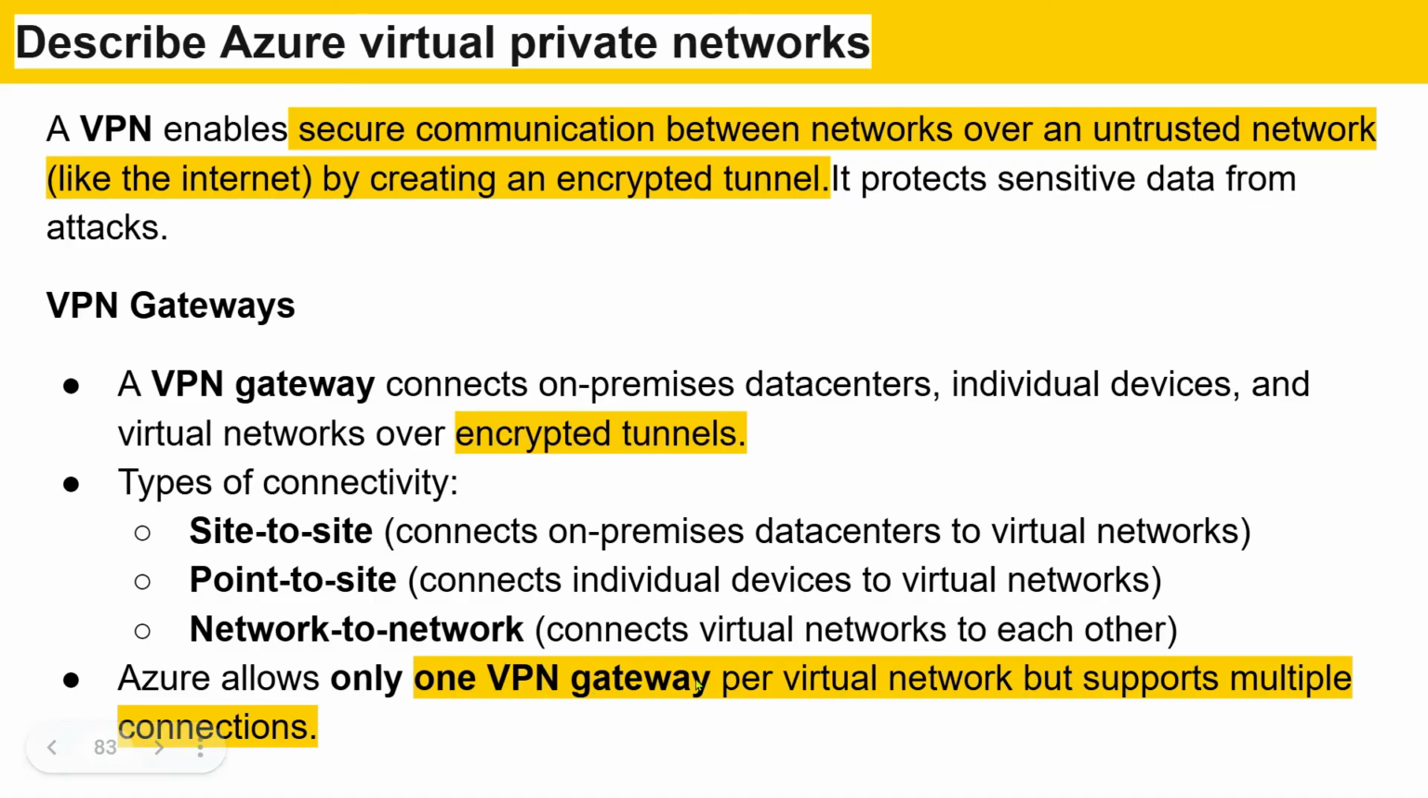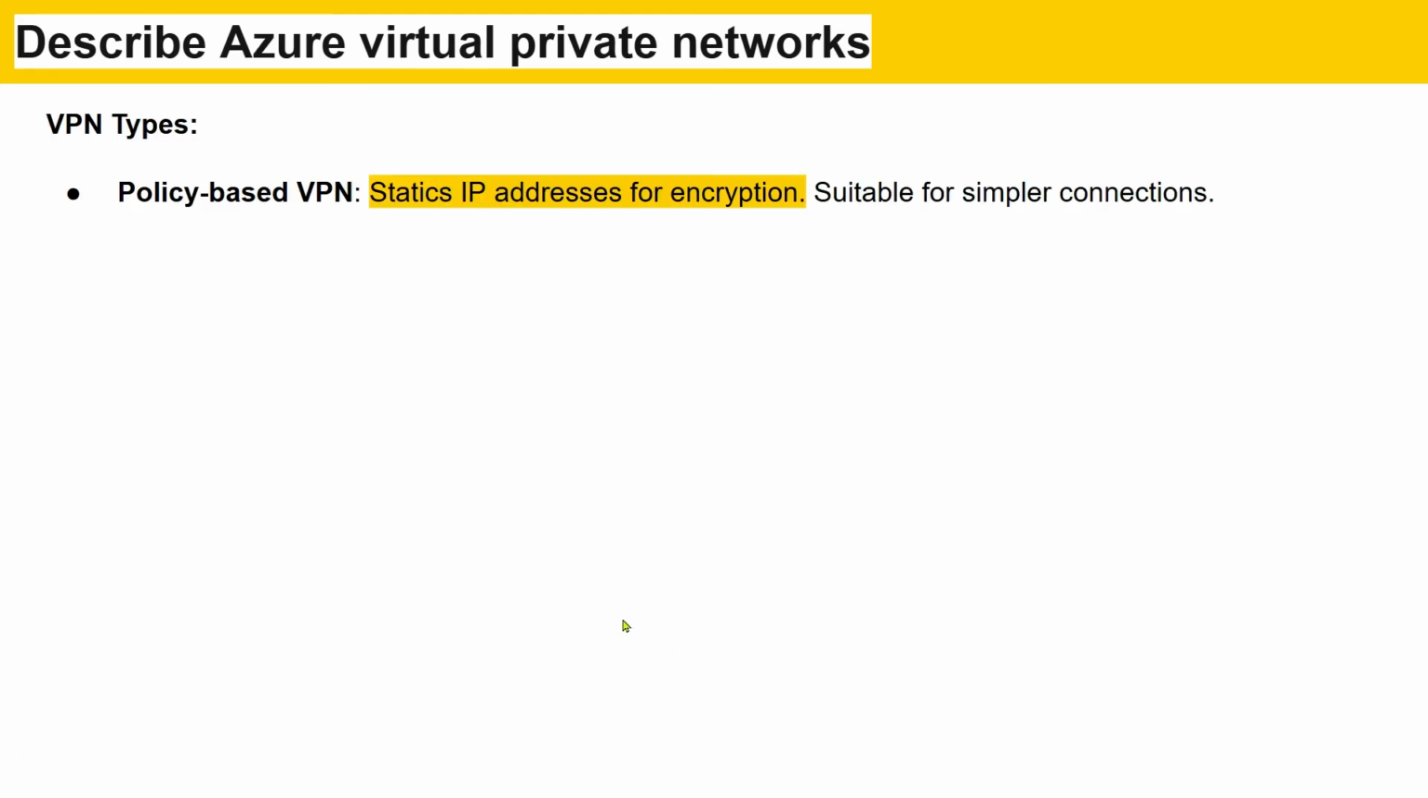How many? One VPN gateway per virtual network, but it supports multiple connections. So per virtual network, I can have only one VPN gateway. Now, what are the VPN types?